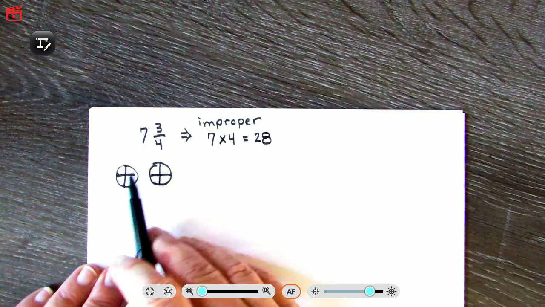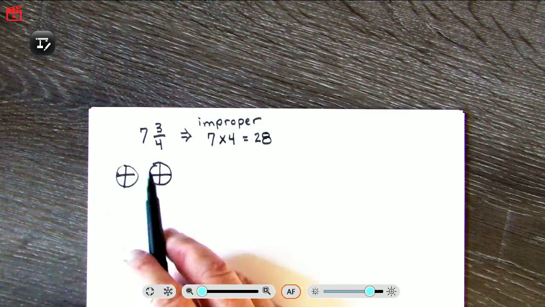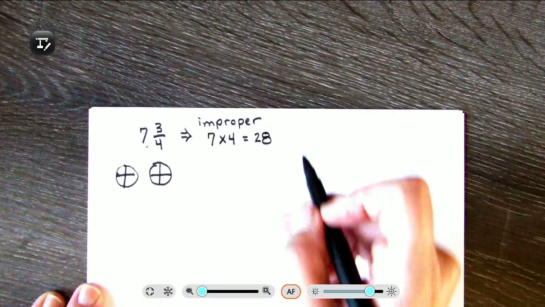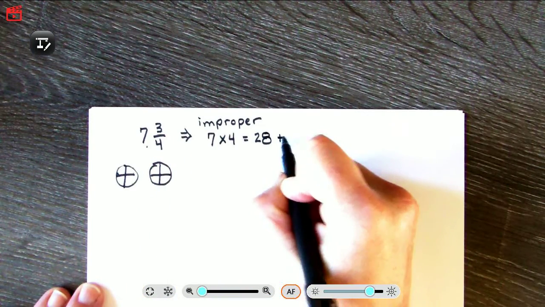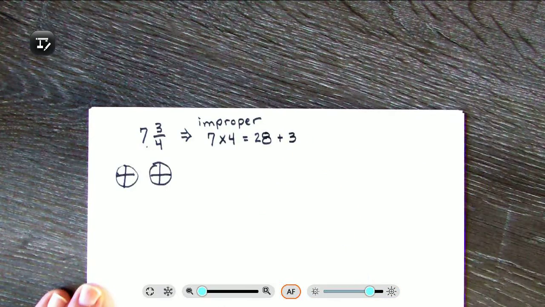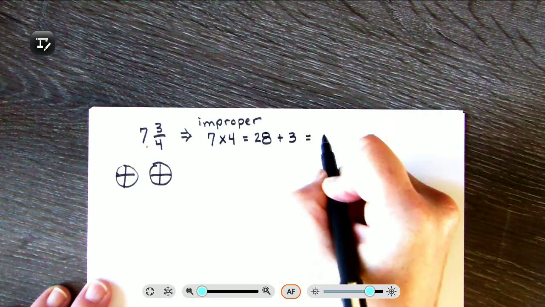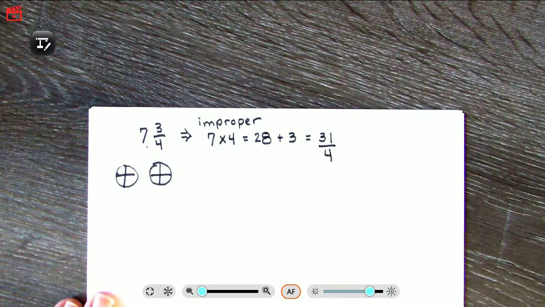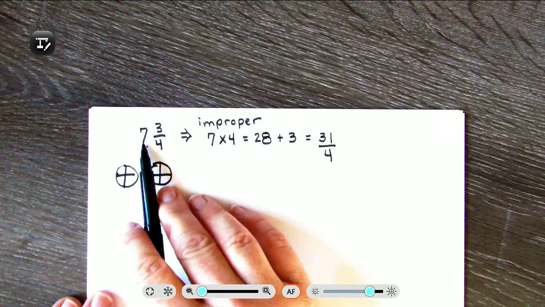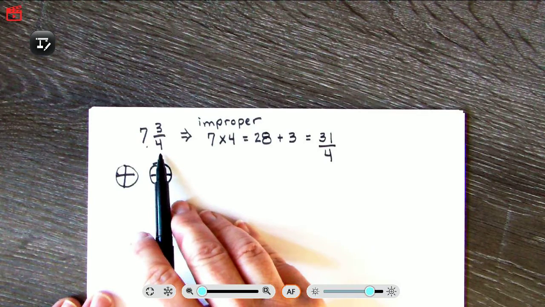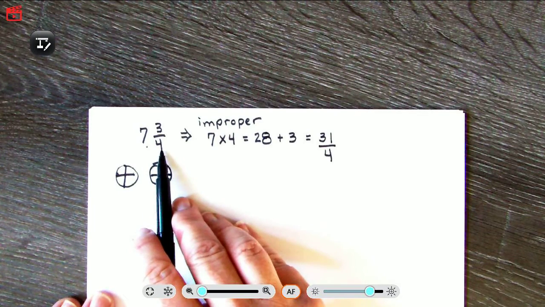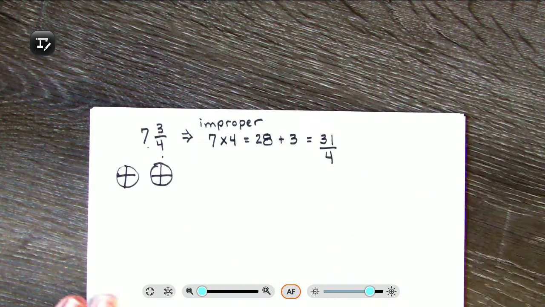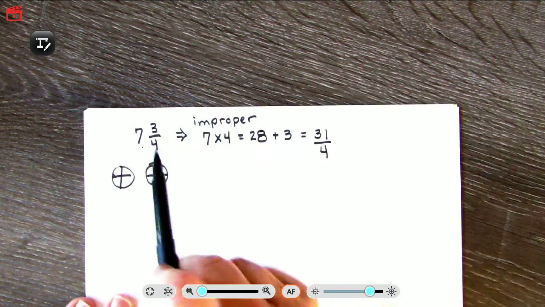So I have 28 fourths sitting here in my 7 wholes, but we also have 3/4 as well. So we're going to add those extra 3 pieces that would have been separate. So that would give me a total of 31/4. So again, we take that whole number times the denominator to tell me how many pieces we'd have in those wholes. We add on the extra, and we get that 31/4.